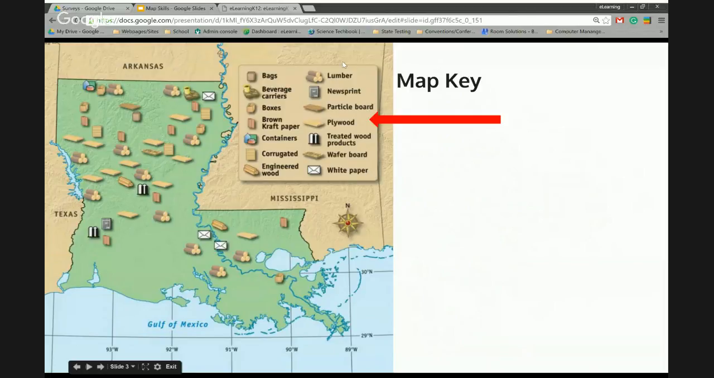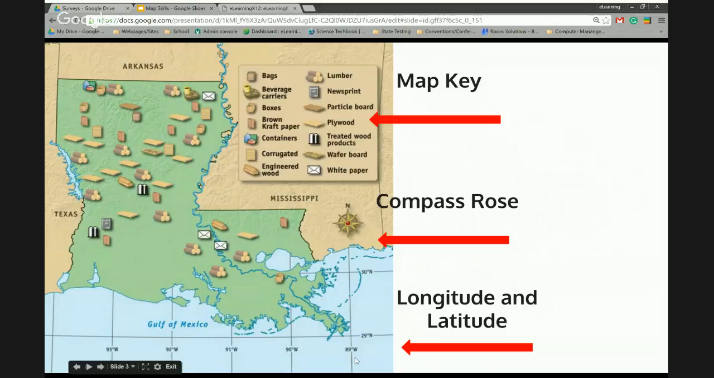Do y'all know what all of these have in common? Yes, sir. They're all made of wood. Great observation. I don't have a map title on this one, so I don't know that, but I can read the map key, and I know exactly what it's talking about. If you notice right here, all maps are going to have a compass rose too. And then we have the longitude and latitude lines at the bottom.